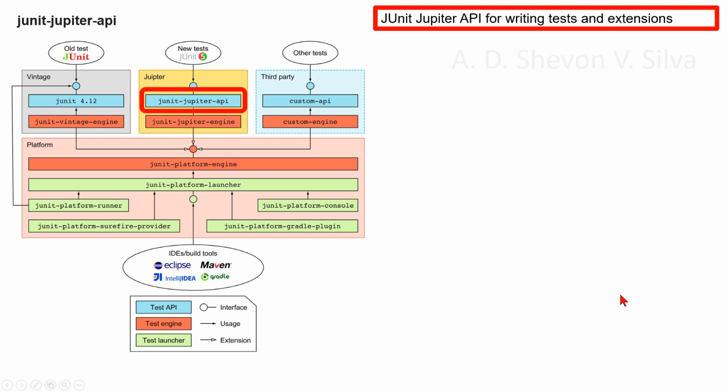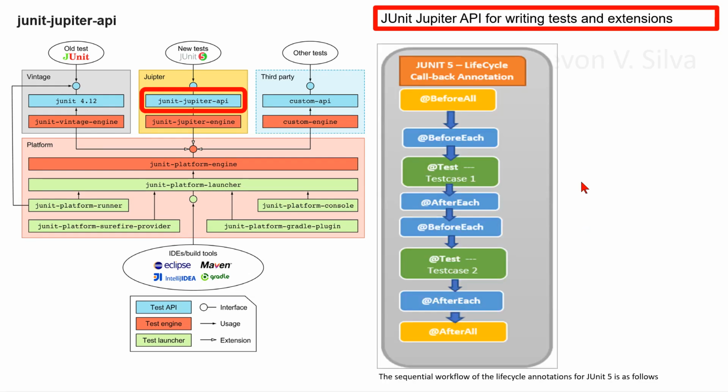Now we are focusing on the JUnit Jupiter API, for writing tests and extensions. Here you can see the sequential workflow of the lifecycle annotations for JUnit 5. Step 1, the method annotated with @BeforeAll is executed once at the start of the class. Step 2, the method annotated with @BeforeEach is executed before test case 1 begins.